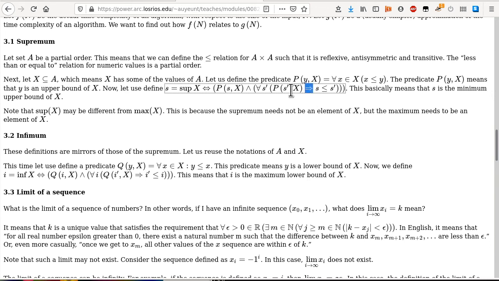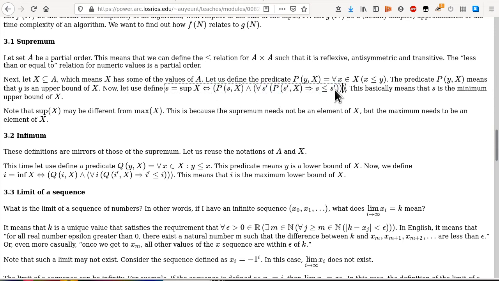Now, if S prime is not an upper bound of X, we are not interested in S prime at all. So we're only interested in all the S primes that are actual upper bounds of X. Now, if S prime is an upper bound of X, then we also want this additional quality to be true in order for the entire definition to be true.